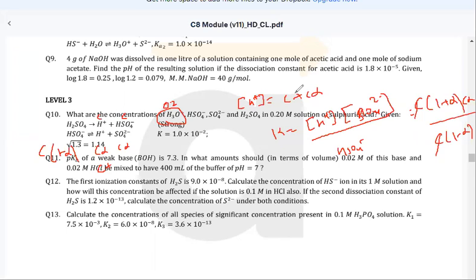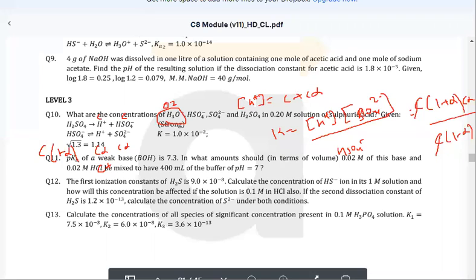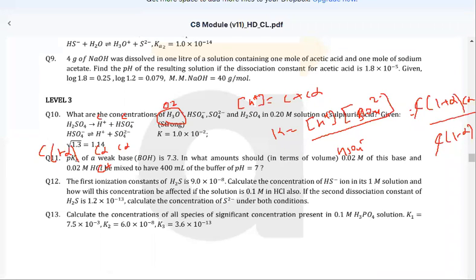Got it? Question number 10. Tell me everyone, did you get the concept? Okay, very good. So the concept here was, since the value of K is not very small, you will not ignore C alpha in common ion effect. Okay?